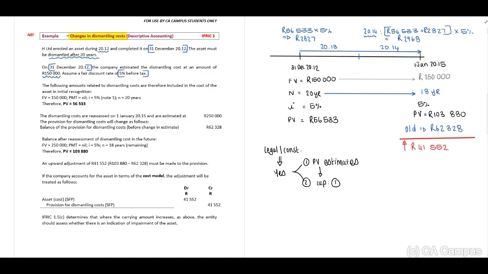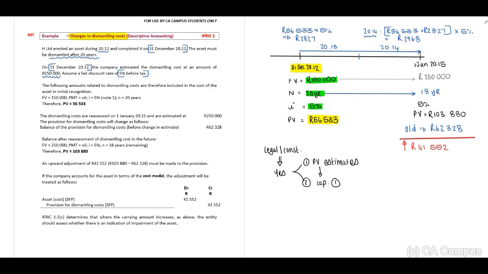Now, when you look at our timeline, our initial recognition date is 31 December 20.12. They've provided us with an estimate future value of 150,000, period 20 years, and our discount rate before tax 5%. Our present value on initial recognition will be 56533. Remember now your journal entries, guys. Your journal entry will be to debit the asset with 56533, credit the provision.